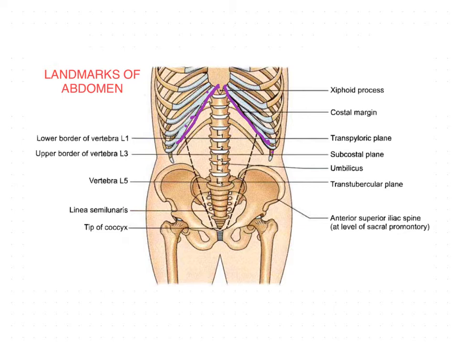It passes through the third lumbar vertebrae. Here this one is the third lumbar vertebrae. You can see the line below the costal margins, below the 10th costal cartilage. This forms the subcostal plane. This is the transverse plane passing through the lowest part of the costal margin, called the subcostal plane. It passes through the third lumbar vertebra.